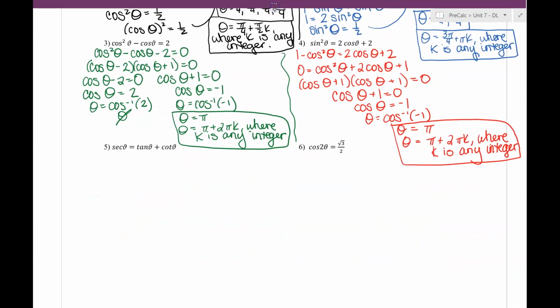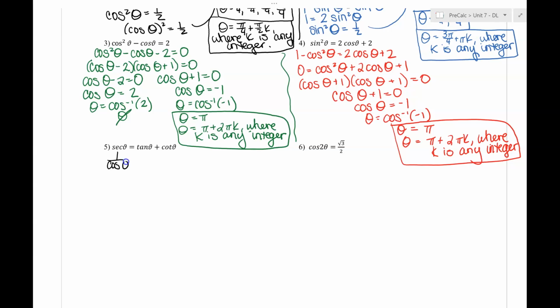Hope you guys are still hanging in there with me. For this one, we have secant, tangent, and cotangent. Whew, it's a lot going on. What I'm going to do is I'm going to change them. I'm going to change secant to be 1 over cosine theta. Remember, lots of options. This is just what I'm going to do.